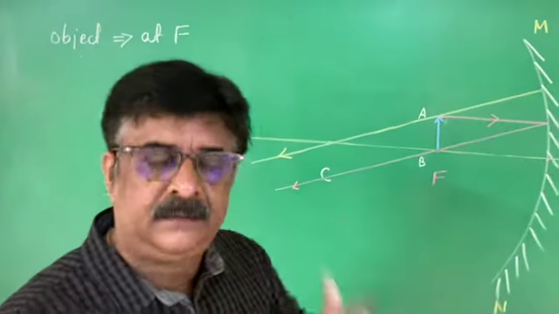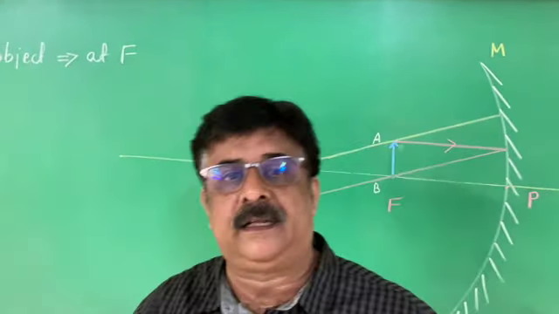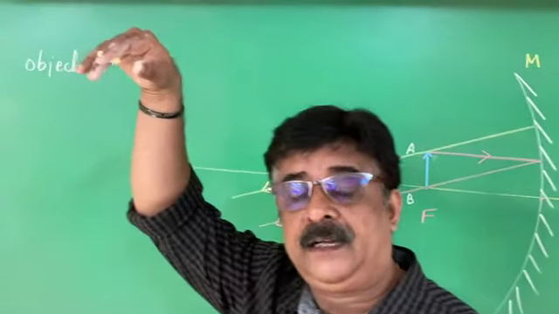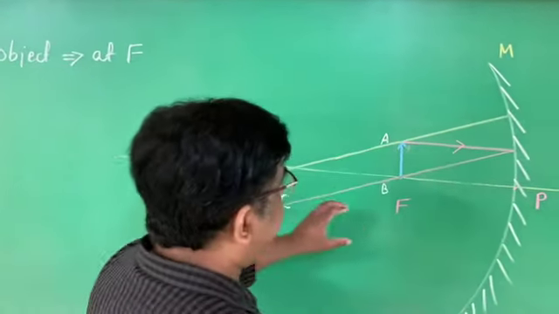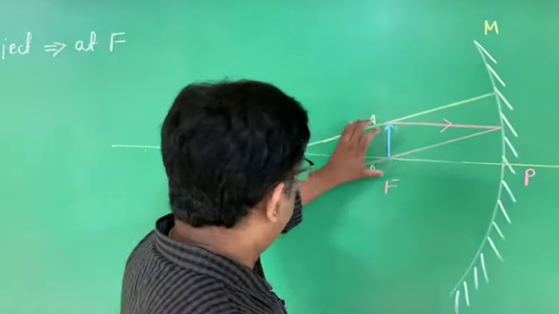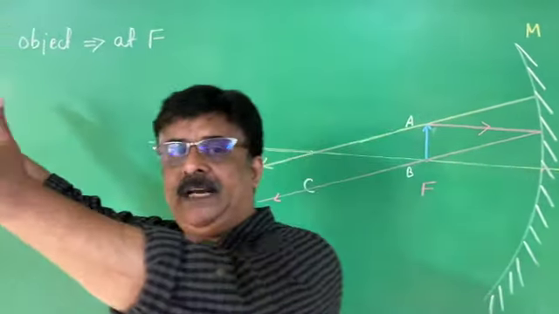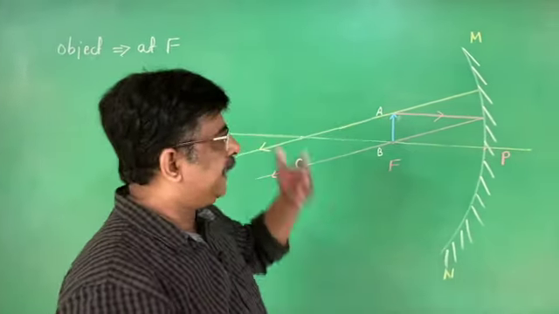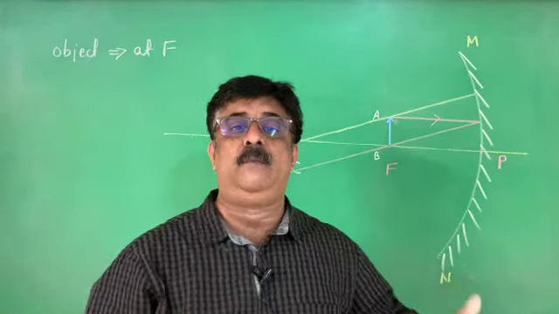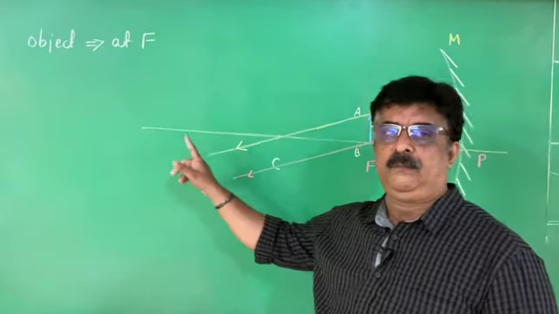Now, when you see these two rays correctly, they are parallel rays, like a railway track. Parallel lines are never going to meet. Where are they going to meet? They are going to meet at infinity. We don't know where they are going to meet. Therefore, when the object is placed at F, the image is going to form at infinity. Why? Because both the reflected rays are parallel to each other. Parallel lines are not going to meet at all. Therefore, we can assume that the image is going to form at infinity.